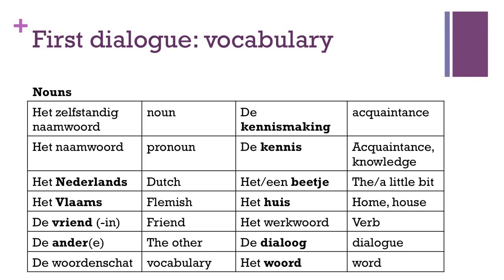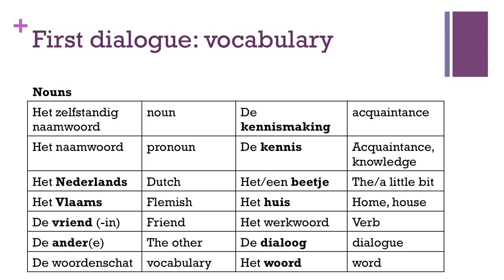So, het zelfstandig naamwoord. In Dutch, very often words are put together. Actually, literally translated, it means self-standing name word. Zelfstandig naamwoord. A word with a name alone is a noun. That's how we can remember it. Het naamwoord, on the other hand, is a pronoun, as it does not stand on its own.